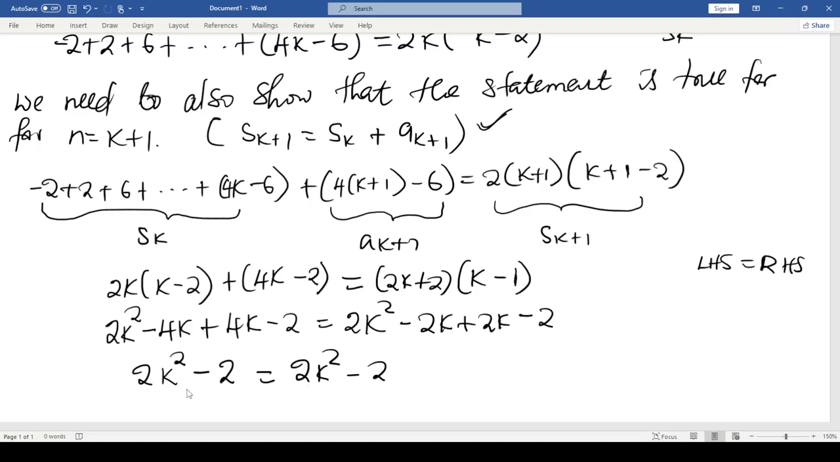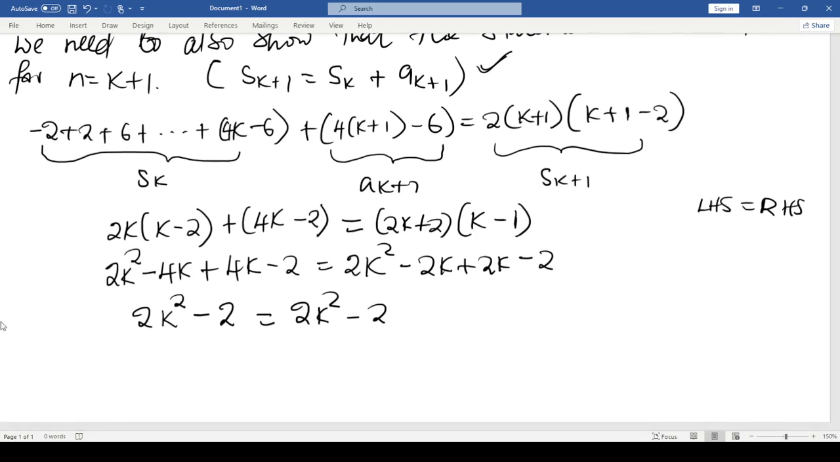So now here we've shown to say that the left hand side is equal to the right hand side. So here we've shown that s_k plus a_{k+1} is equal to s_{k+1}. If this is the case here, then you can just say therefore true for n equals k plus 1.